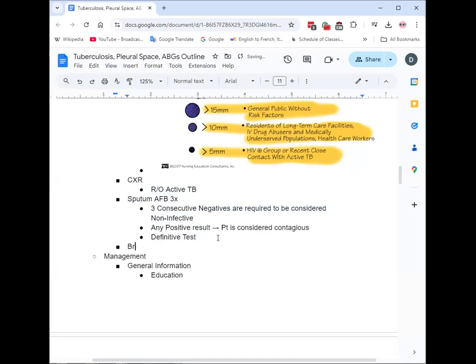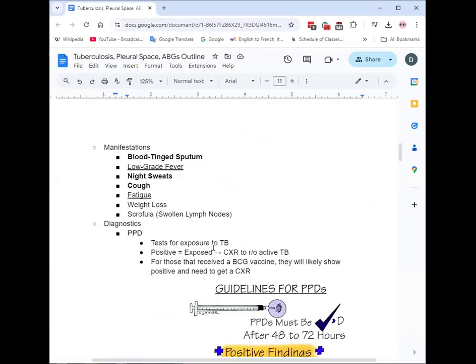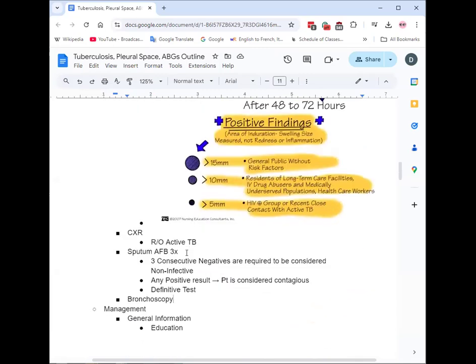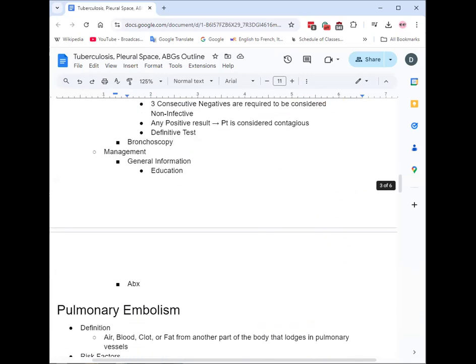Anything else would maybe be like a bronchoscopy gets mentioned. You can use that to check things out, collect sputum and stuff. But these are going to be your main 3 things to think about. But yes, conclusive evidence is just the sputum.